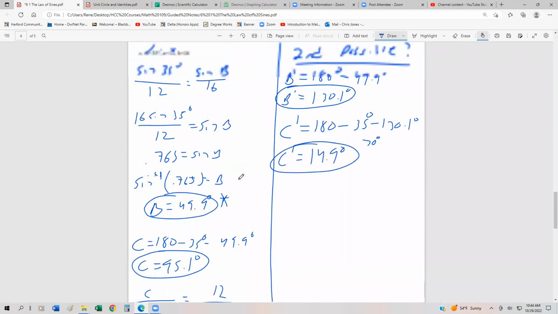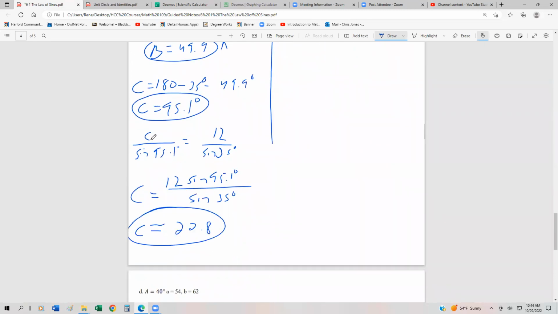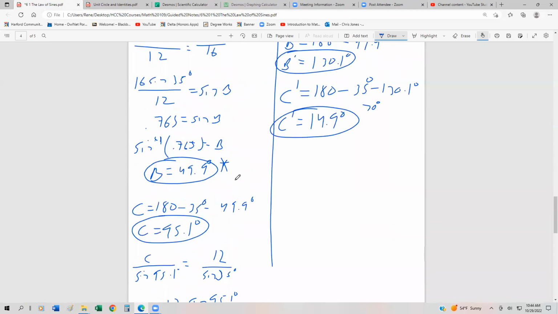Now the other one arises when we solve for side C over here. Side C is going to be much smaller. Let's use the same ratio. So we're going to have C over the sine, except now we're going to use 14.9. And then we could have side A, which is 12, and angle A, which is sine of 35.